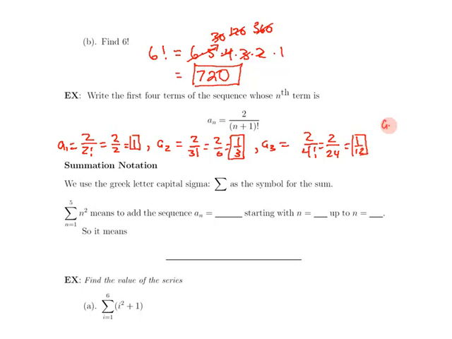And then a sub 4 is 2 over 5 factorial. 5 factorial is 360. Isn't it? Yes. 5 times 4 times 3 times 2 times 1. That's 20. Times 3 is 60. Times 2 is 120. Sorry, I jumped ahead. So that's 2 over 120, or 1 over 60. That's your fourth term. There you go.